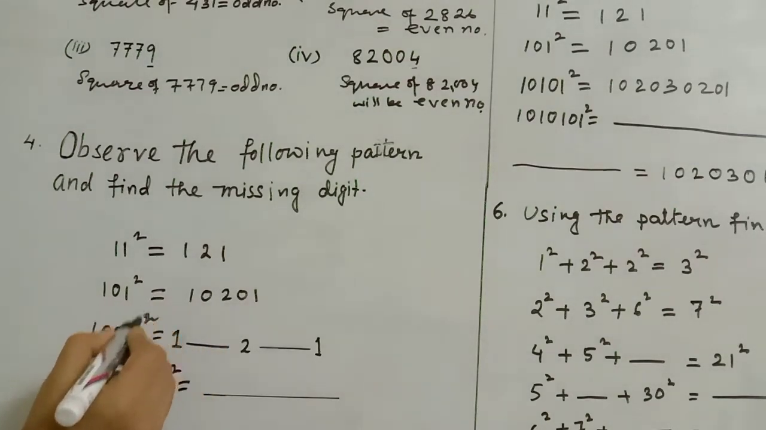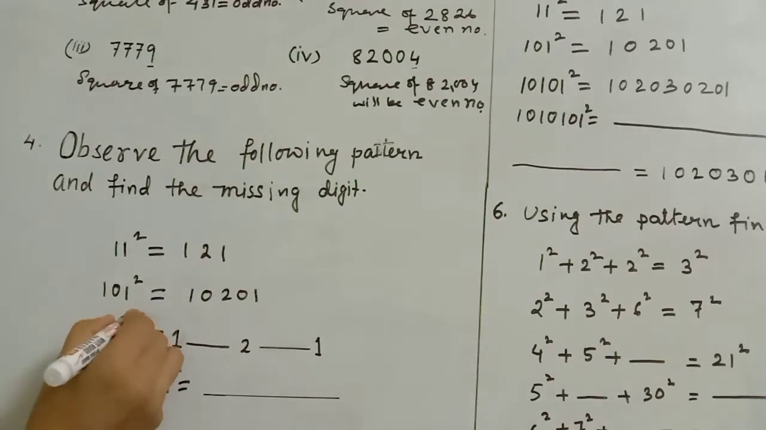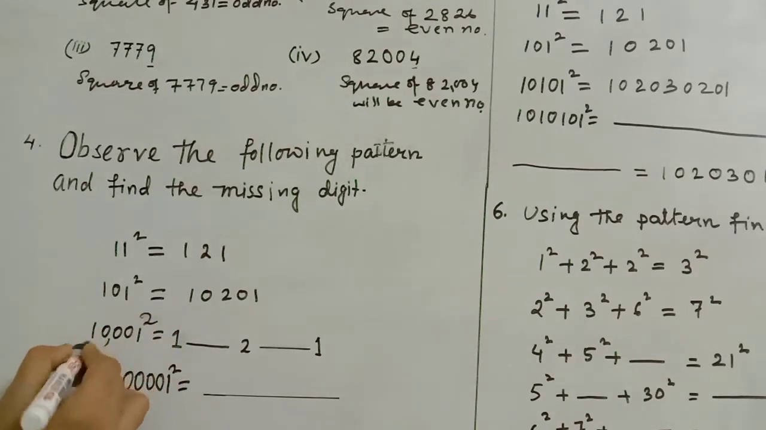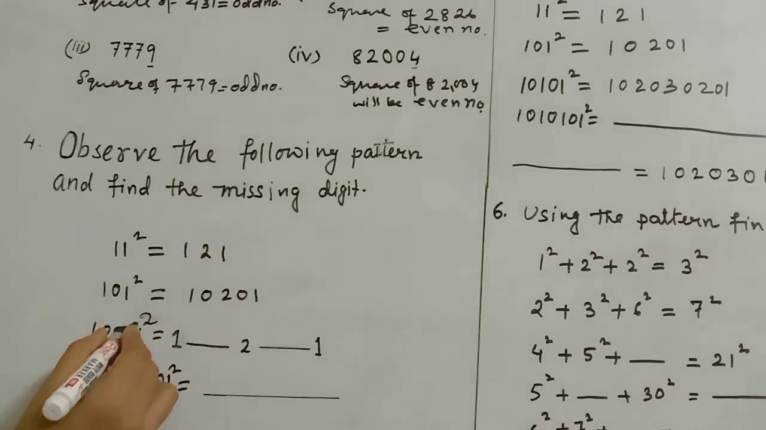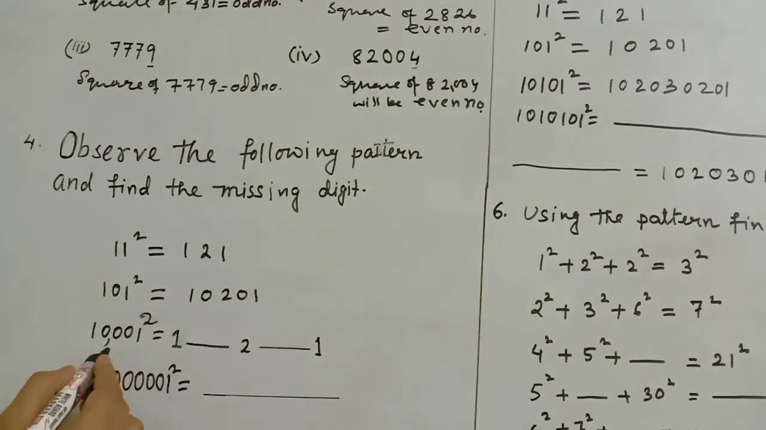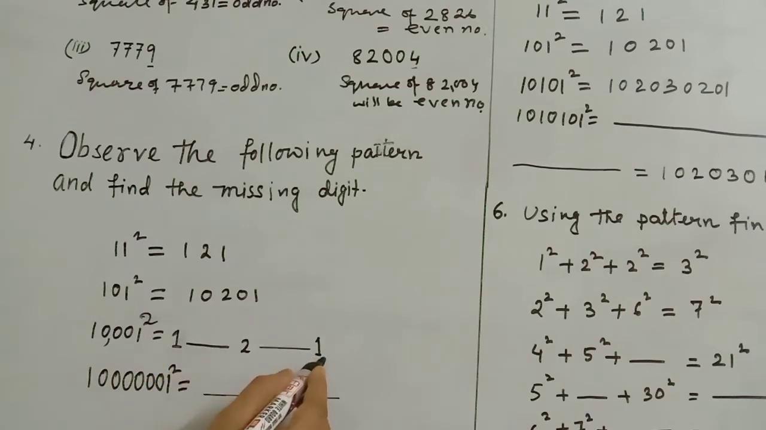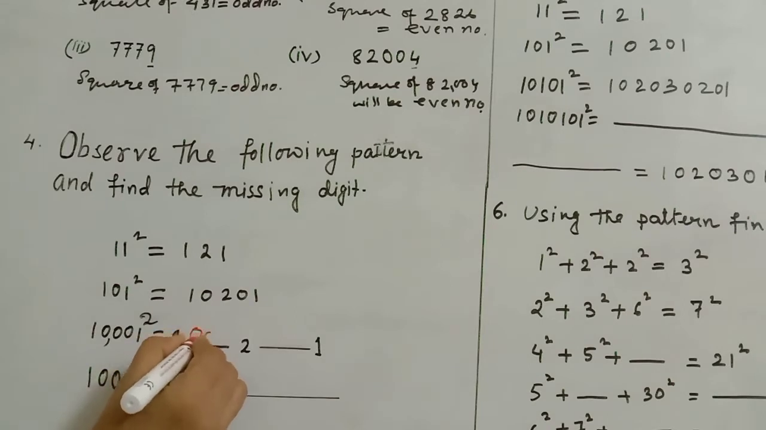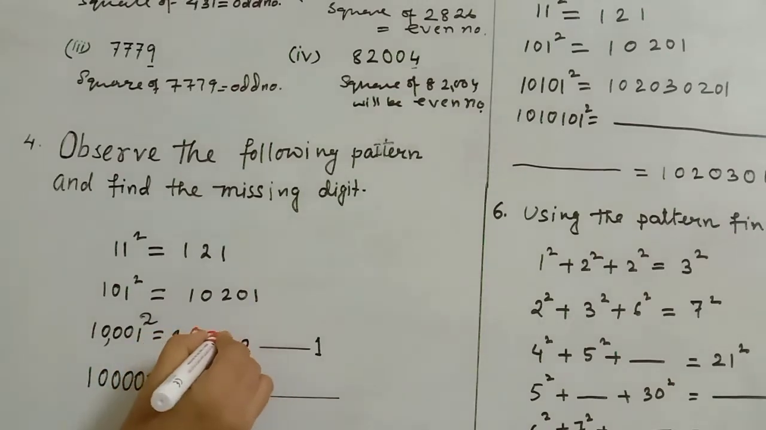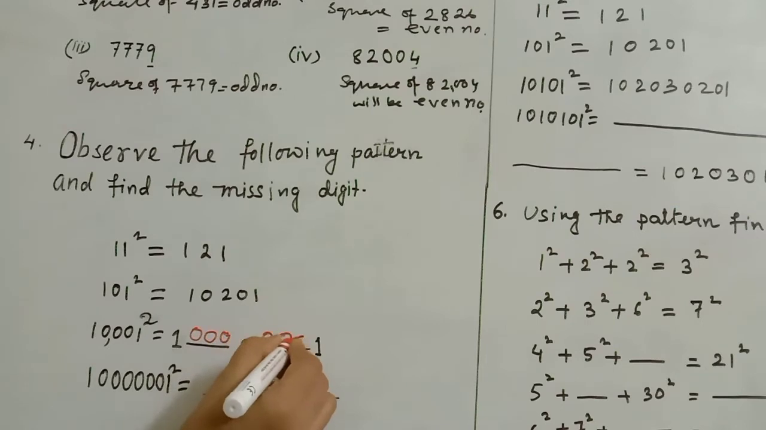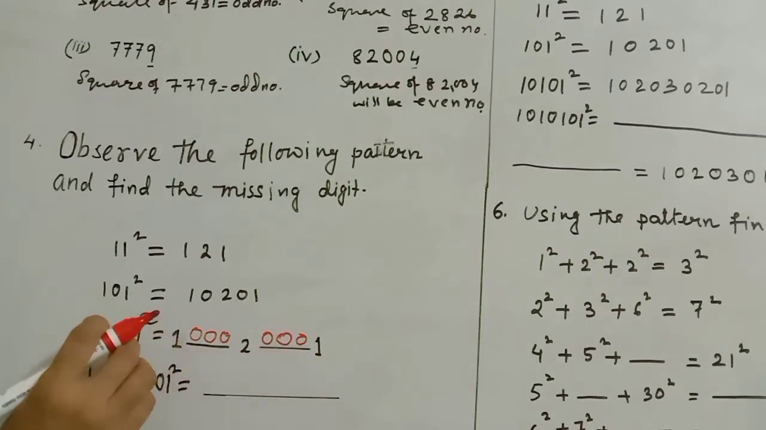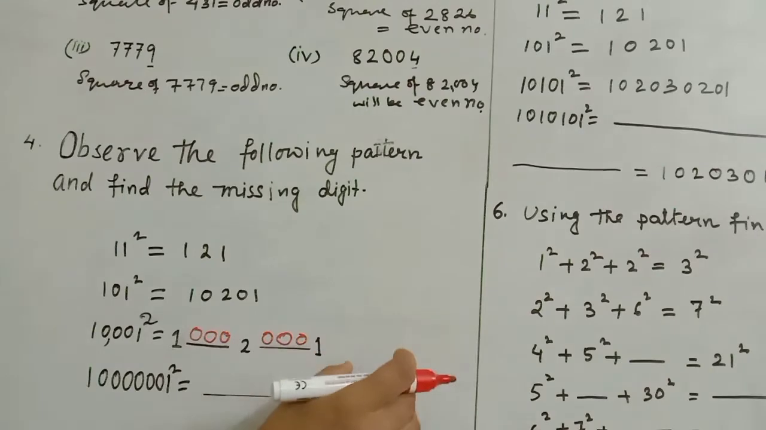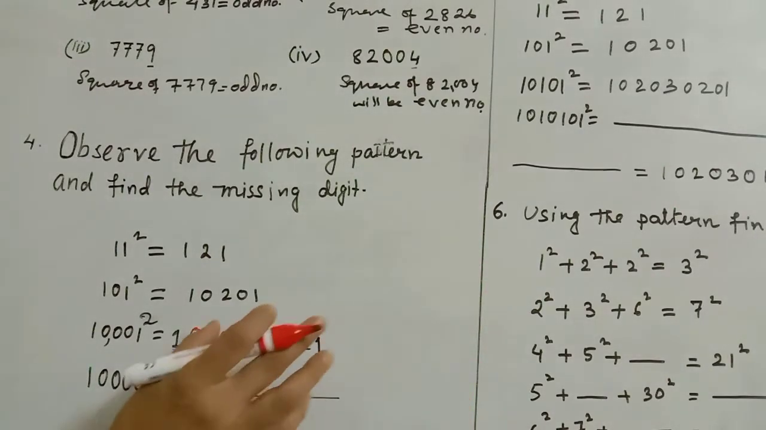That means, what is the change here? 1 to 1, in between 0 will come. Come to the next number, it is 10,001. Then what is its square? 10,001 square. That means 1 to 1 will come. In between how many zeros will come? Yes, in between you will write 1, 2, 3. Here also 1, 2, 3. If you want to verify it, multiply it in a separate place and check whether this answer is correct or not.